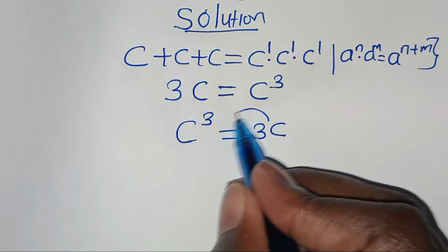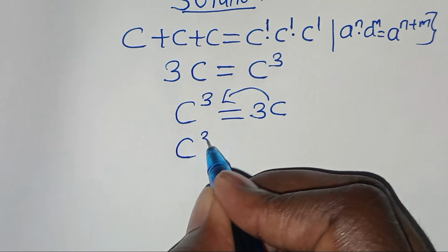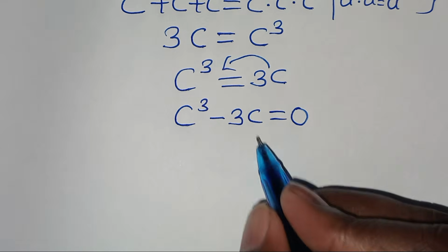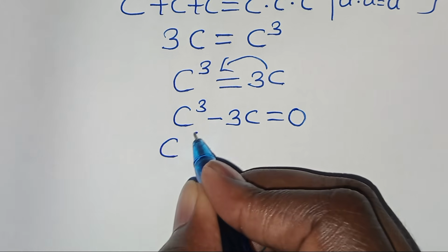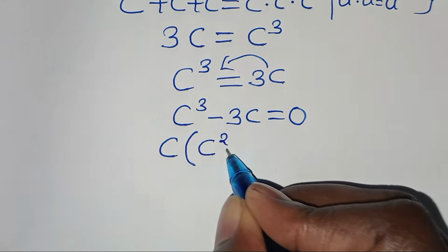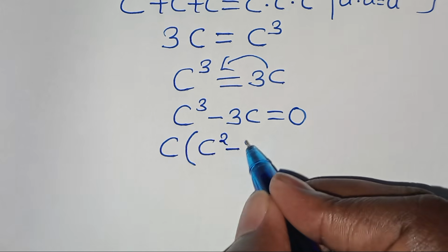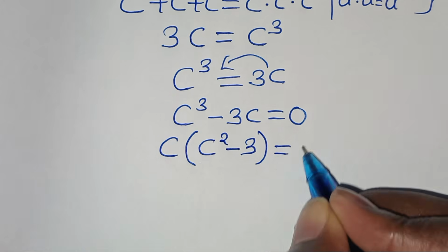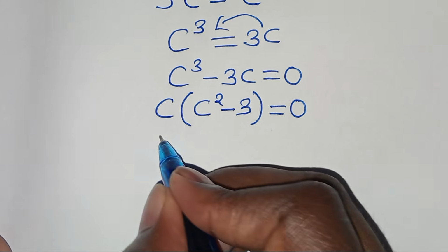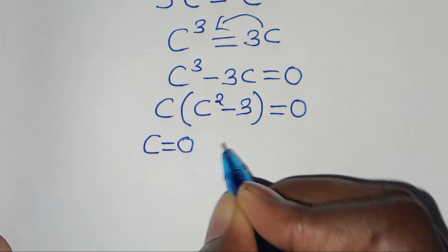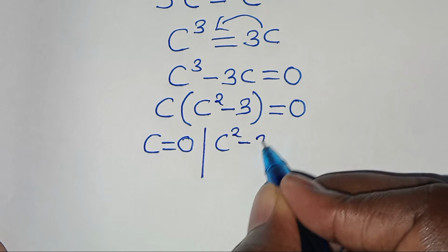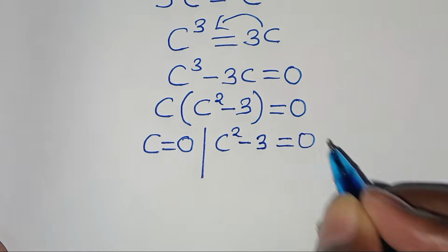This is equal to 3c. Now let's move 3c to the left hand side so that we have c to the power of 3 minus 3c equal to 0. C is common here. Let's factor out c so that we have c times the quantity c to the power of 3 divided by c, which is c squared, minus 3c divided by c, which is 3, close the parentheses, equal to 0. So we have two parts here. We have c is equal to 0, and then we have c to the power of 2 minus 3 equal to 0.